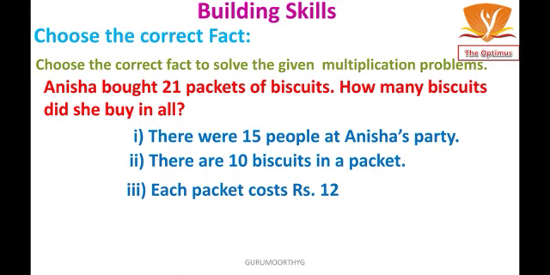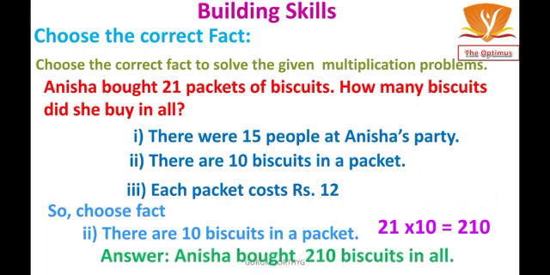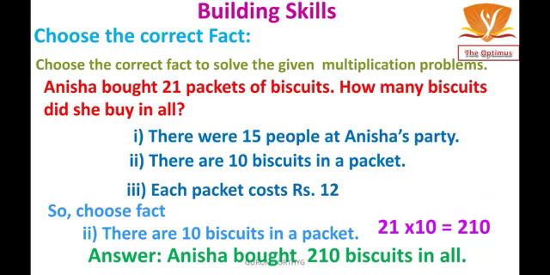Dear kids, we want to find how many biscuits she bought in all. So, dear kids, we need to know how many biscuits are there in each packet. We choose fact 2: there are 10 biscuits in a packet. We know the 10th multiplication table. That means you are going to add 0 in the rightmost corner and write the remaining numbers. That means 21 into 10 equal to 210 biscuits. Therefore, the answer is Anisa bought 210 biscuits in all.